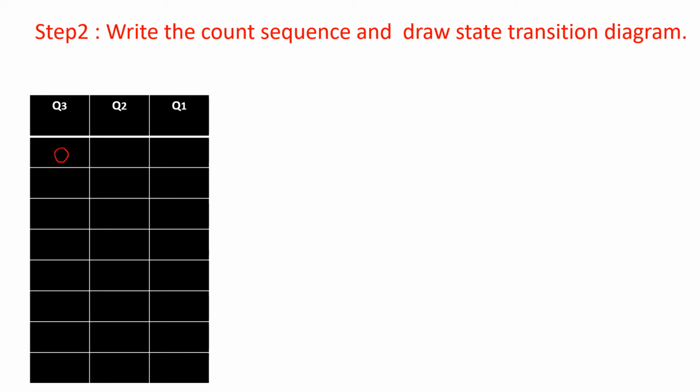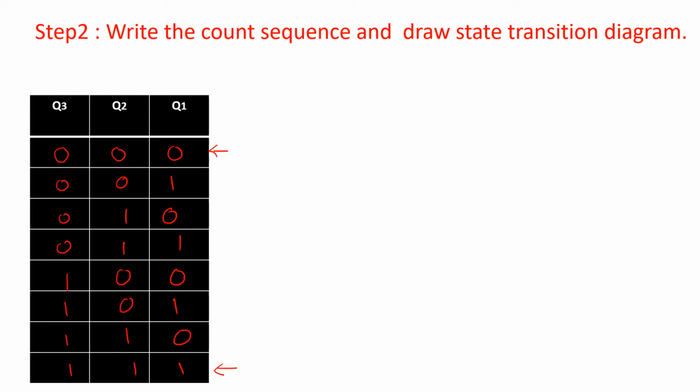First count will be 000. Next one will be 001. Then 010. Then 011. 100. 101. 110. And 111. So mod 8 counter or 3-bit counter will count maximum up to 111, and once that stage is reached, the counter will again go back to the first state, that is 000, and the cycle repeats.